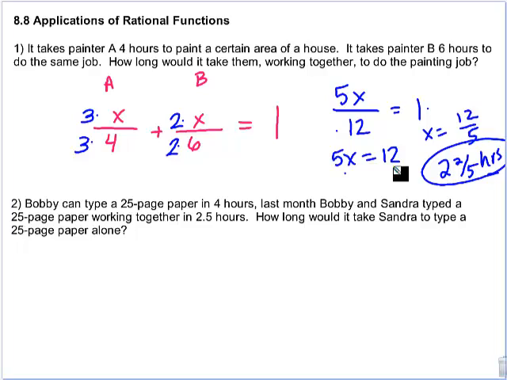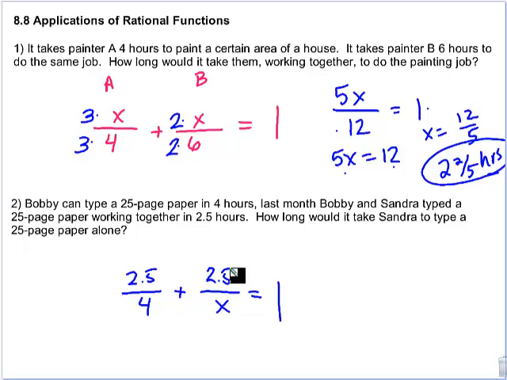So what is Bobby's rate? Bobby's rate is 4 hours, so he can type it in 4 hours. So that's his rate. What's Sandra's rate? It's an x. We don't know it, so we're going to put it as an x. It should equal 1 because we want this whole paper to be done. And how long are they working on it together? 2.5. So 2.5 will go in the numerator.